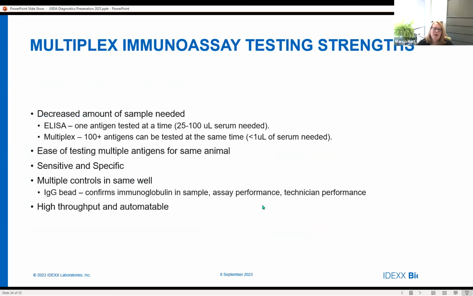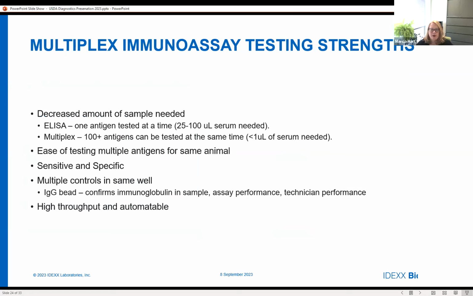So why do we like these? Again, it's a decreased amount of sample needed. In ELISA, you typically need 25 to 100 microliters of serum, whereas in a multiplex, I can detect hundreds of antigens, and I only need 1 microliter or less of serum. So a single blood spot, 1 to 2 drops of blood is all we need. It's easy to test multiple antigens for the same animal.